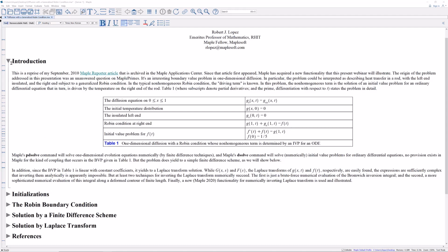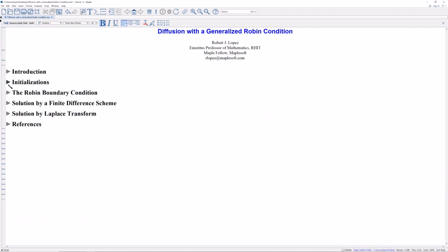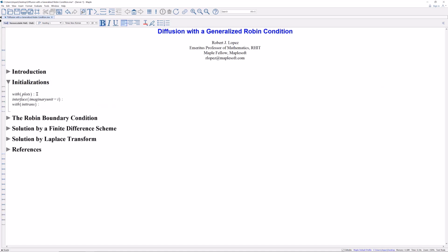Well, let's get started with the solution. We'll need some initialization steps, so I'm going to need something out of the plots package. I'm going to change the imaginary unit from uppercase I to this lowercase i, which looks more like what you see in textbooks, and then the intrans package so that I can access the Laplace transform command.